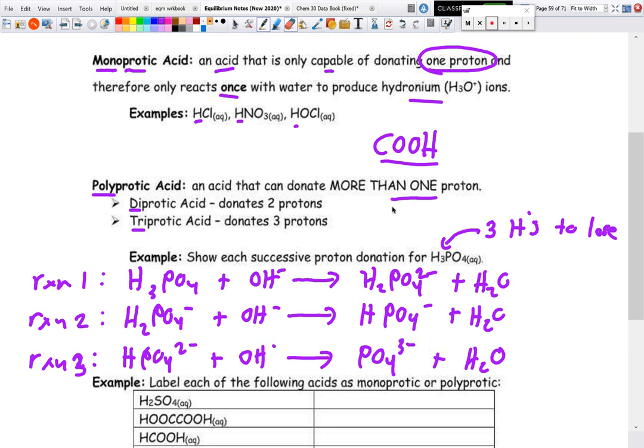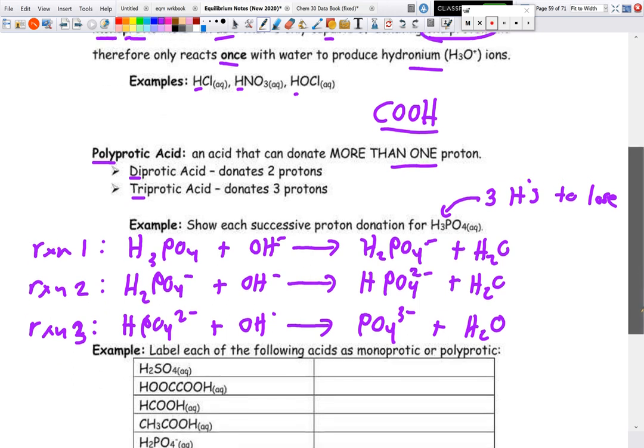Oh, sorry, I just noticed I messed up the charges. This one was right up here all along. I don't know why I tossed a 2 in there. And our HPO4 should be 2 minus. And yeah, I had that right there. So that's how we do these multiple ones.